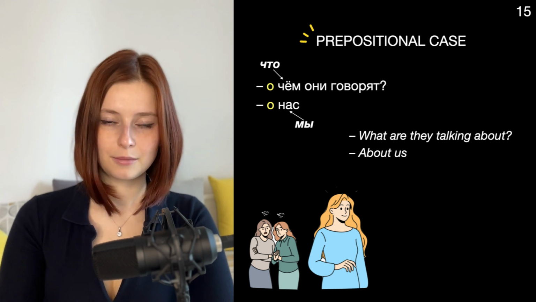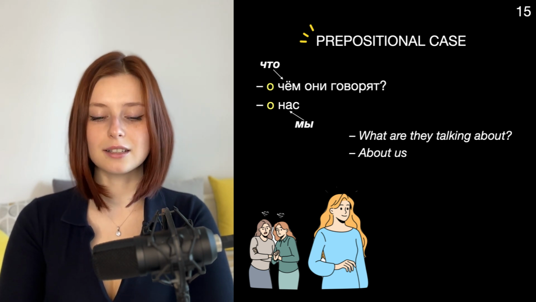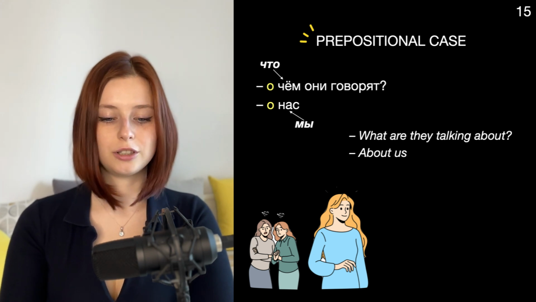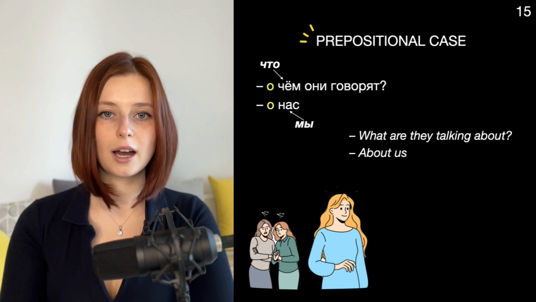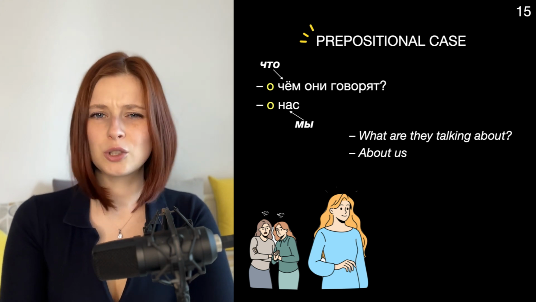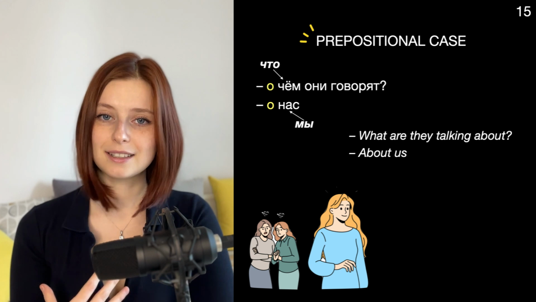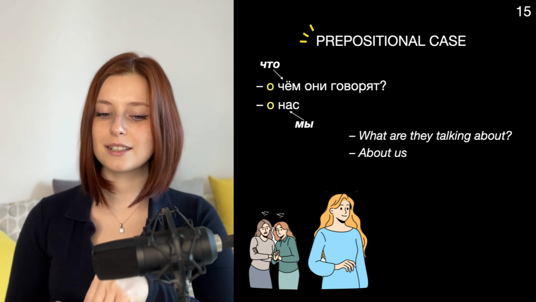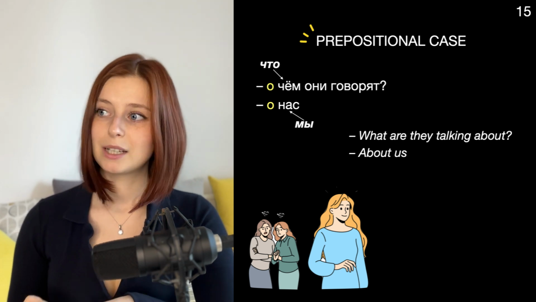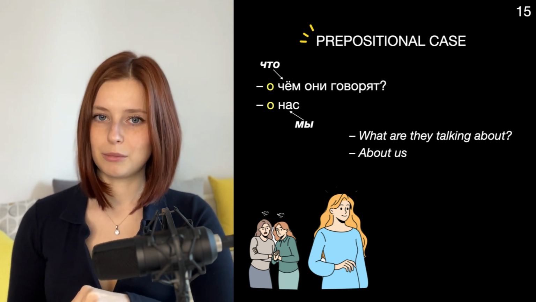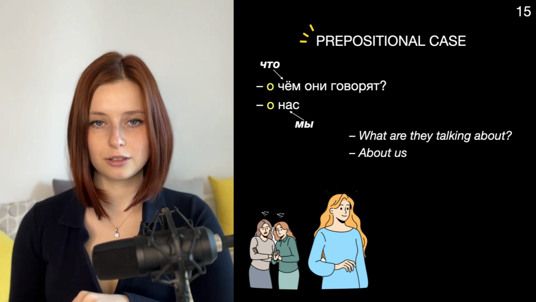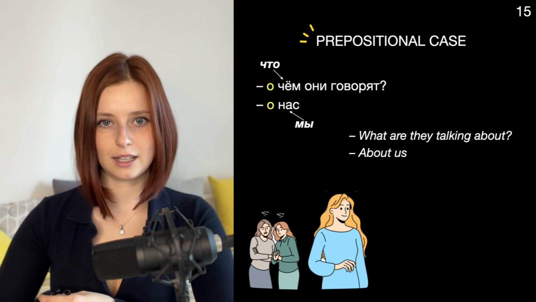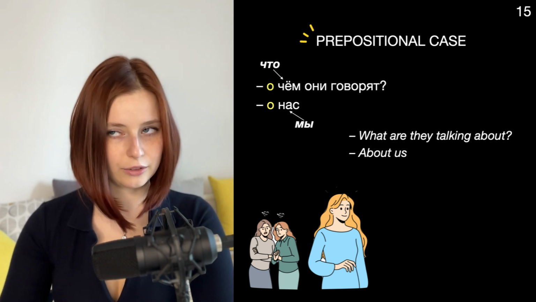О чем они говорят? О нас. О чем они говорят? О нас. Now, this one is straight up a question. О чем? What about? What are they talking about? О нас. Maybe you will be surprised, but this is a prepositional case. Prepositional case, as we remember, indicates location, на работе, в доме, на столе, в чашке, whatever.